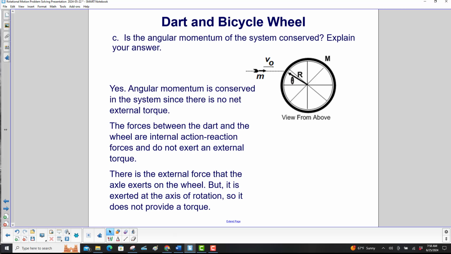Is the angular momentum of the system conserved? Yes, it is. Angular momentum is conserved in the system since there is no net external torque. The forces between the dart and the wheel are internal action-reaction forces and do not exert an external torque. There is the external force that the axle exerts on the wheel, but it is exerted at the axis of rotation, so it does not provide a torque.